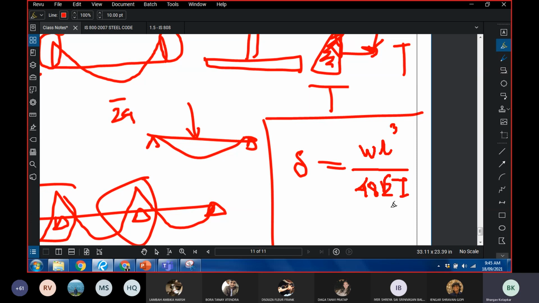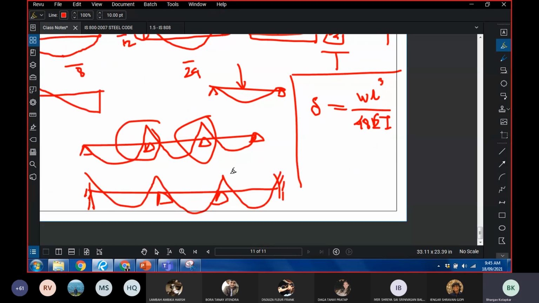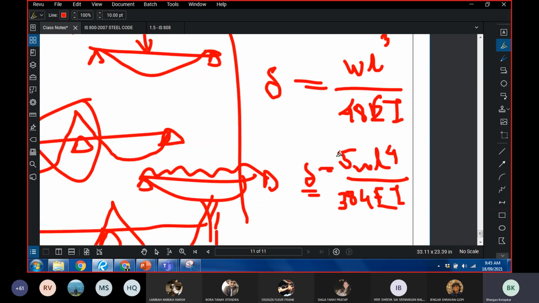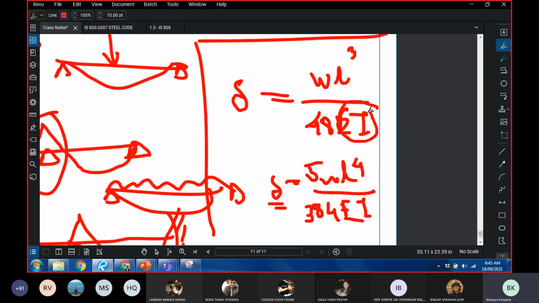This is a formula that you might vaguely remember. Then if there's a beam that is subjected to a UDL and it's simply supported, the deflection is WL to the power 4, 5 by 384 EI. So this is the formula for calculating the deflection at the center. In all these formulae, what is common is this term EI. This term EI is called bending stiffness. The greater the value of bending stiffness, the lesser the deflection.